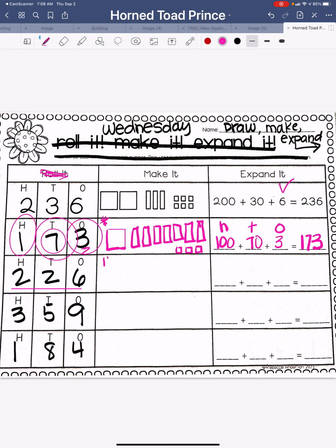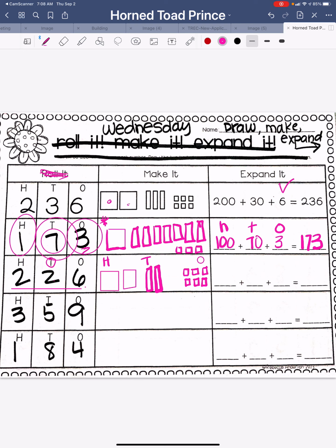All right, so here it's 276. So I've got to have 2 hundreds, 2 tens, and 6 ones. So here to draw my 200s, it's just like I did up here. 1, base 10, that's 100. And then this is 100. And then I got to have 2 tens. 1, 2. And now I got to have 6 ones. 1, 2, 3, 4, 5, 6.